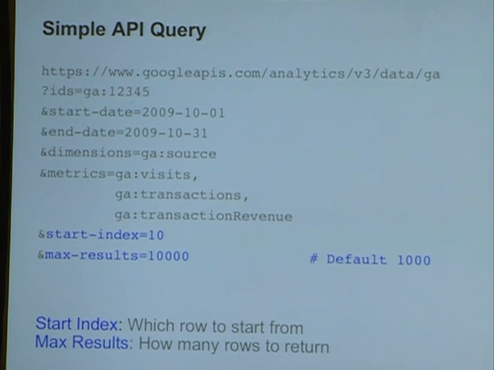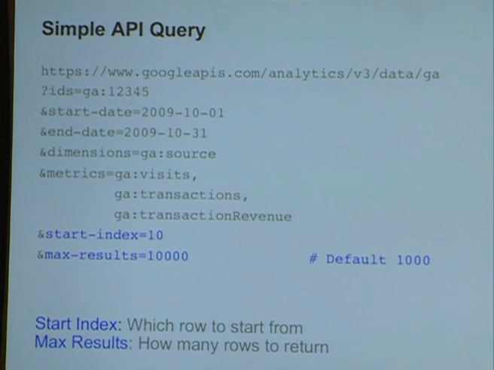Also, you can set the start index and the max result to up to 10,000. So in the web interface, we only allow you to see up to 500 rows at a time. And so if you have maybe 100,000 keywords that you're trying to analyze, you can only see 500 at a time. And so if you want to see the next 500, you have to go to next, and then next, and then next. And with the API, we just give you the full 10,000 in one request. And then you can paginate to get through all the results in your result set. So again, it's a huge amount of data.